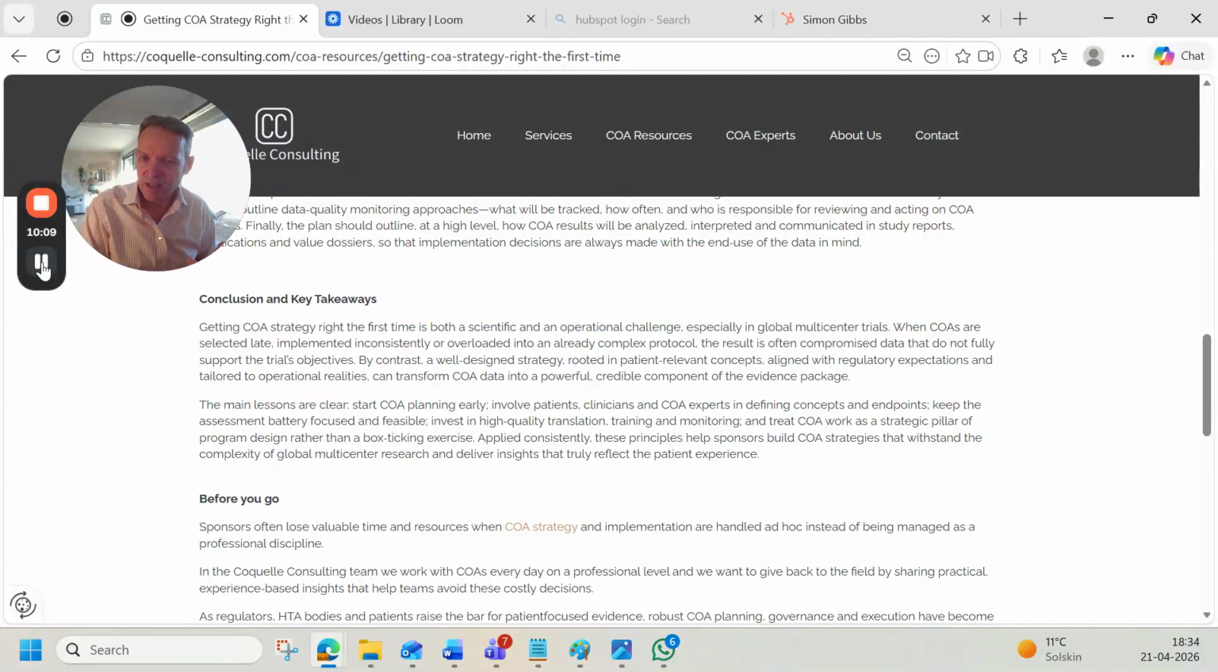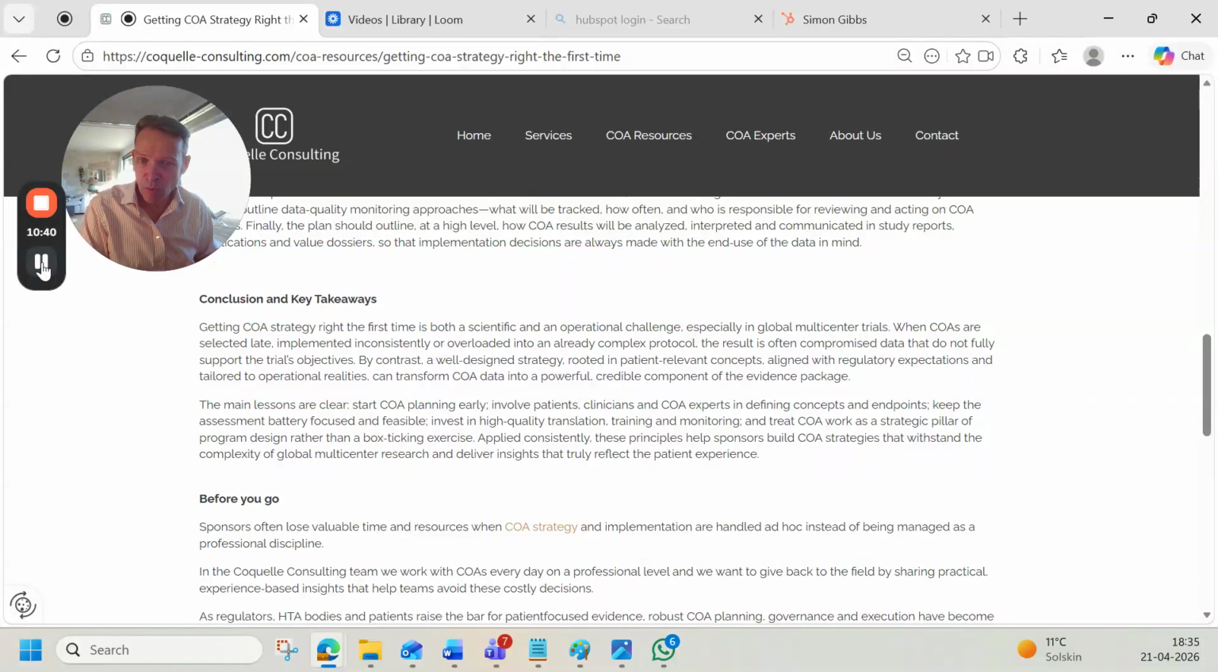By contrast, a well-designed strategy rooted in patient-relevant concepts, aligned with regulatory expectations, and tailored to operational realities can transform COA data into a powerful, credible component of the evidence package. The main lessons are clear. Start COA planning early. Involve patients, clinicians, and COA experts in defining concepts and endpoints. Keep the assessment battery focused and feasible.